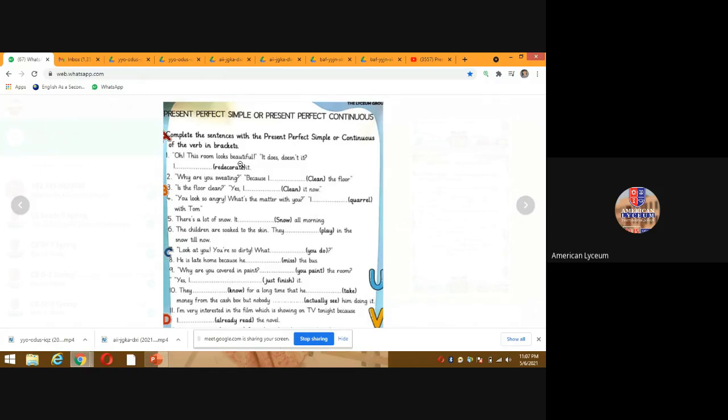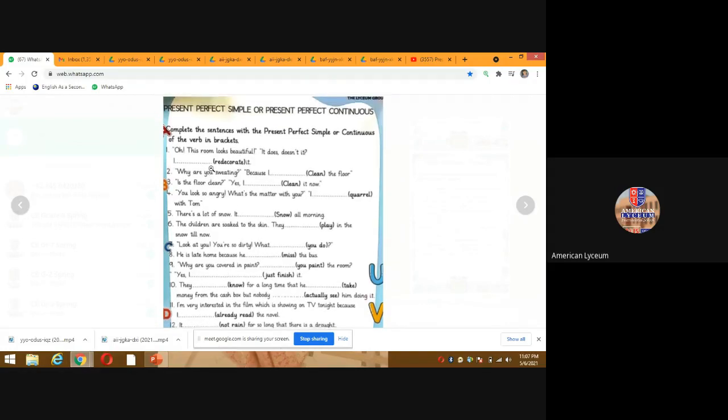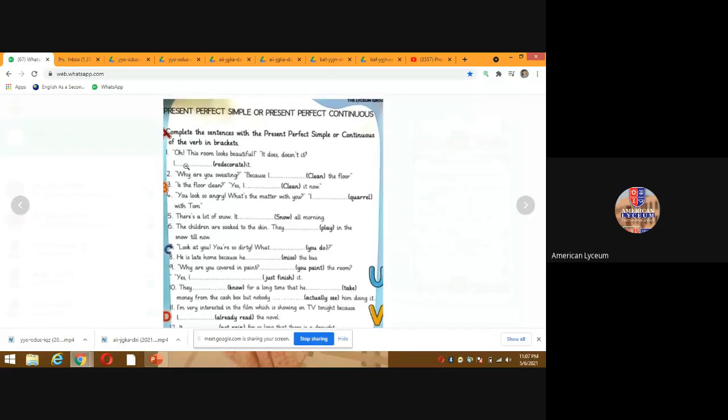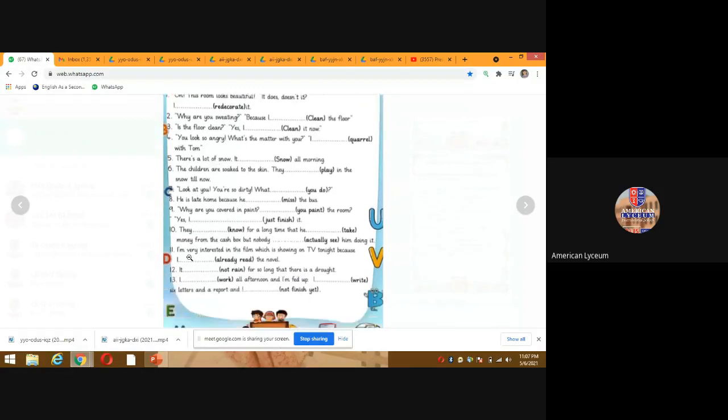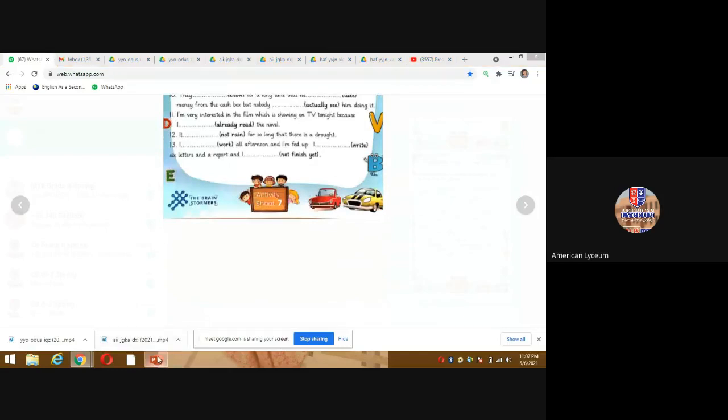So number one: this room looks beautiful. It does, doesn't it? I dash it. Redecorate is the verb that we will use. And the first answer, we will use a present perfect tense. So I have redecorated it. So class, can I write the answers?